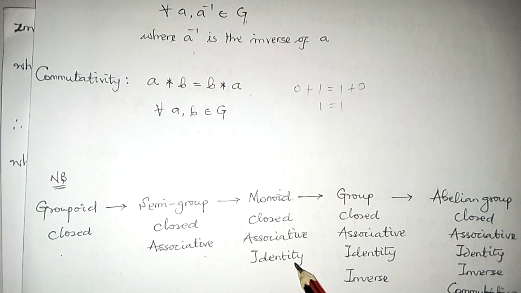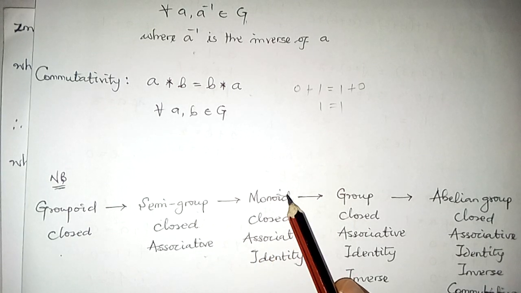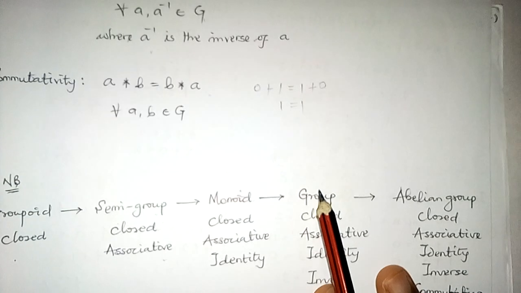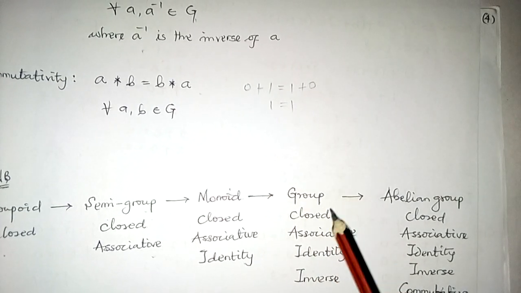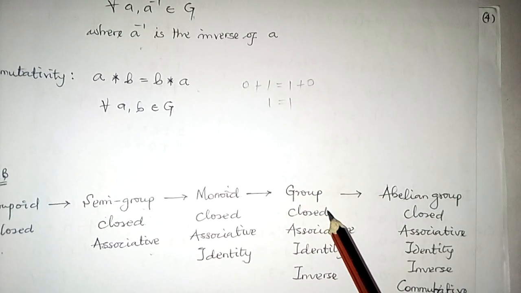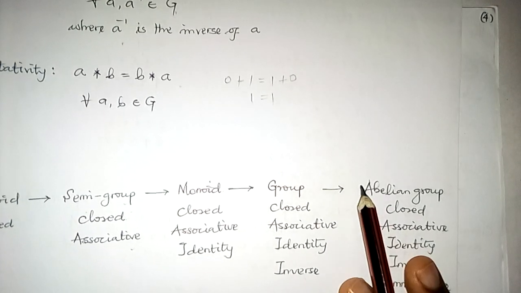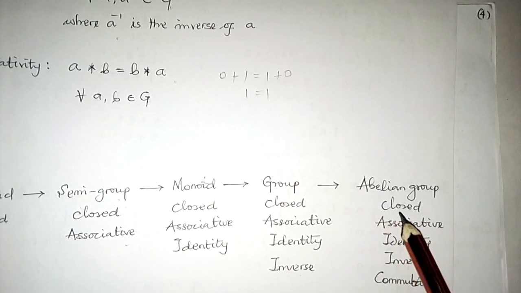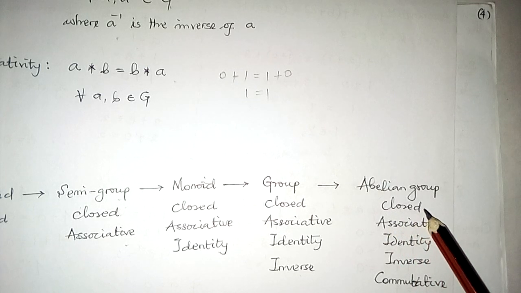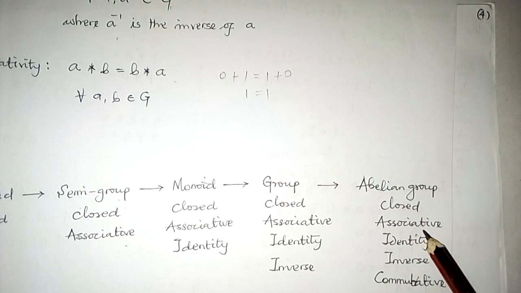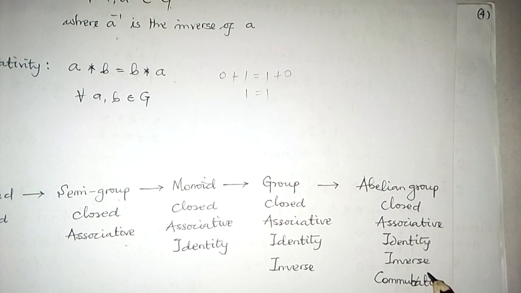That's for the set G. If it satisfies only these three properties, it's going to be called a monoid. For the set G to be called a group, it's going to satisfy the closed, associative, identity, and inverse. And for it to be called an abelian group, it's going to satisfy the closed property, associative property, identity, inverse, and commutativity.